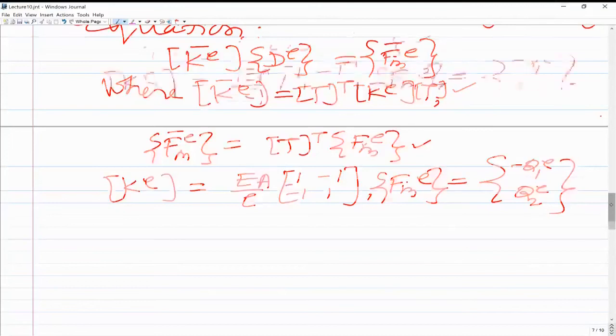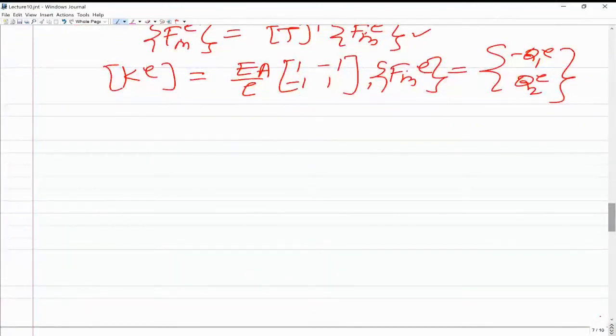So far, as far as the finite element is concerned, I have discussed the truss element. Truss element means the displacement and the forces are along the length of the element, and the non-zero normal stress and strain are also along the length of the element.